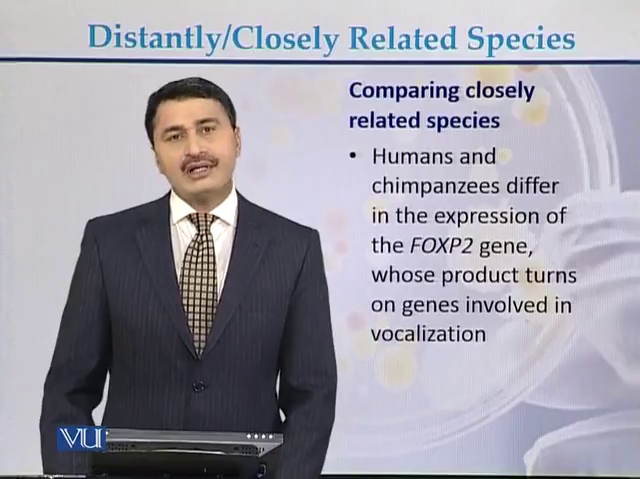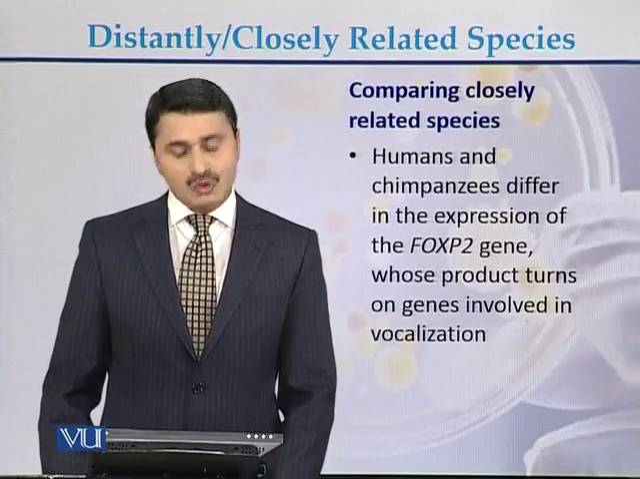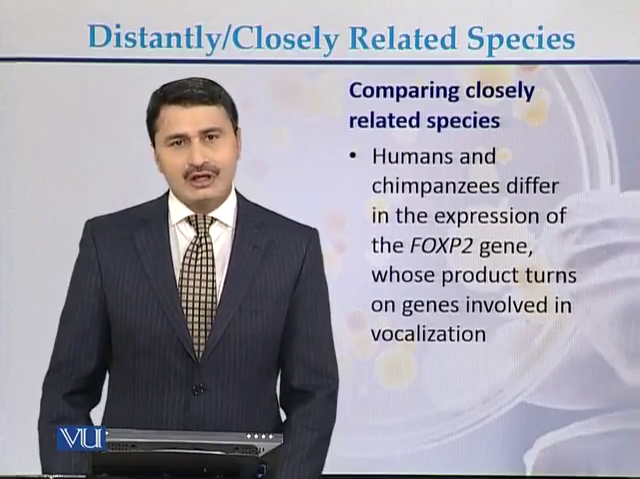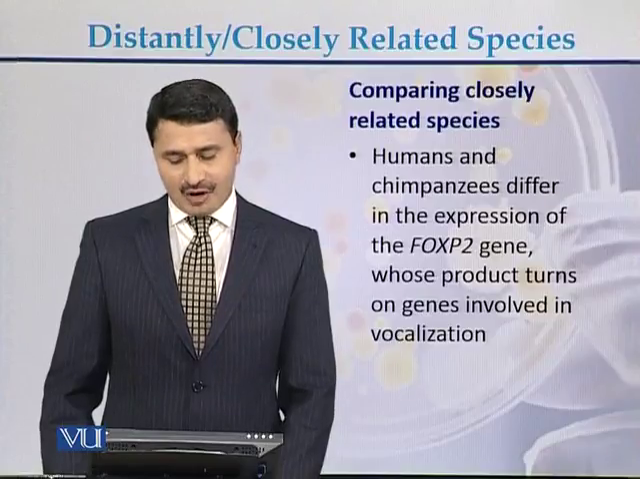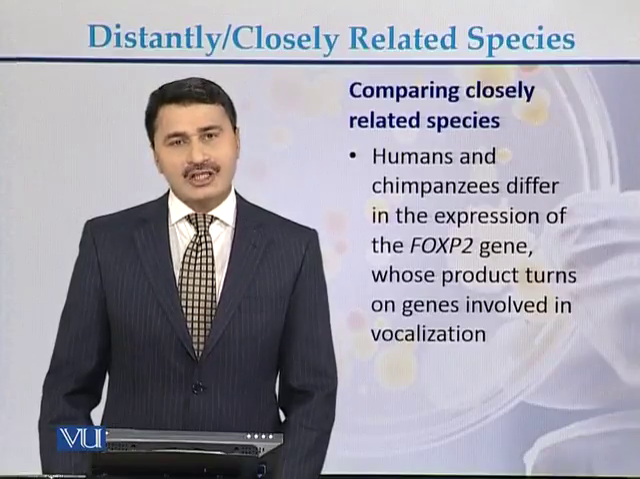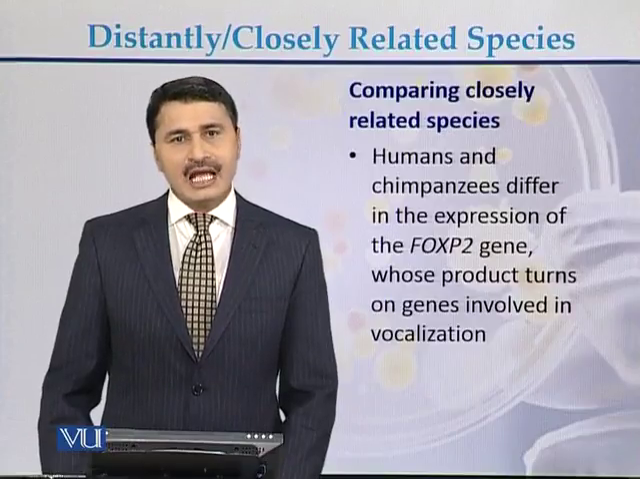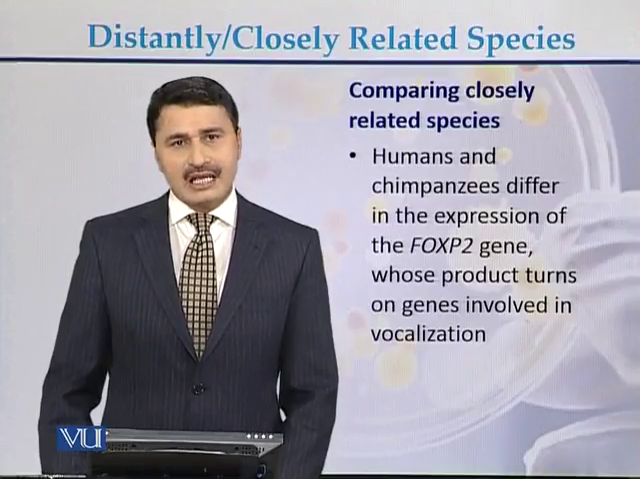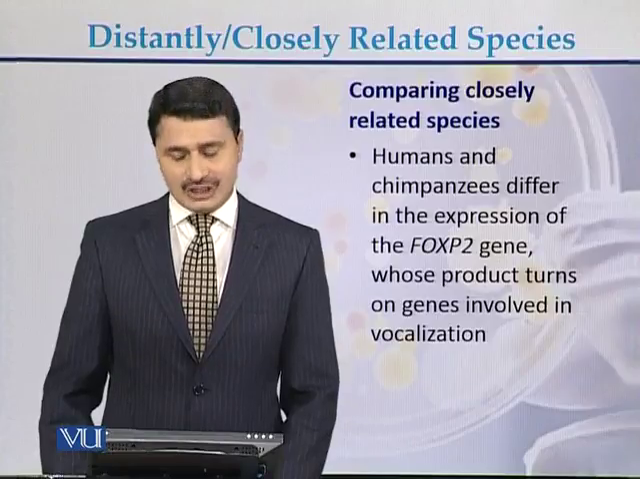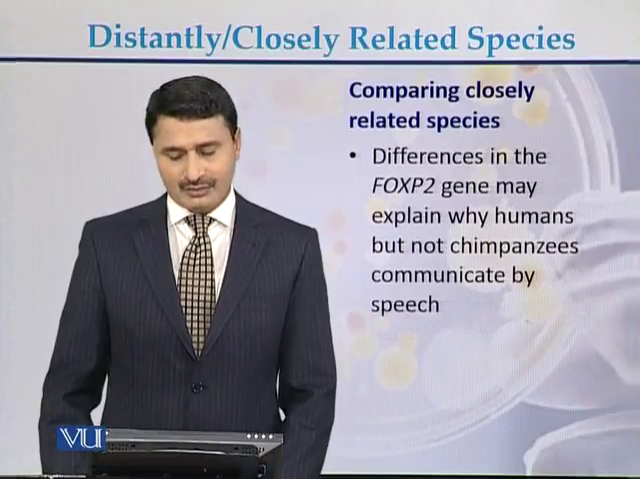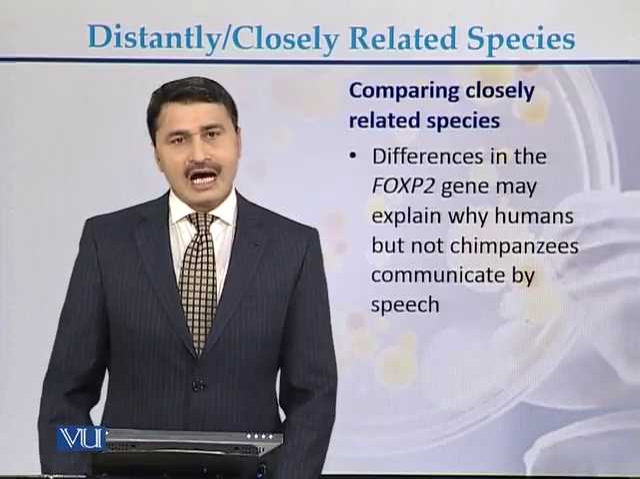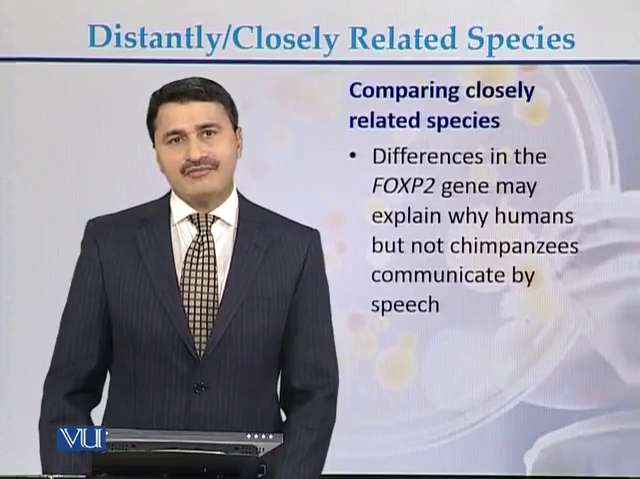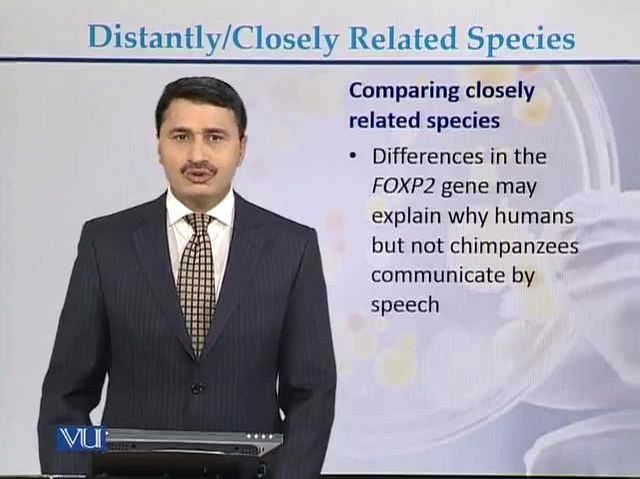Humans and chimpanzees differ in the expression of the FOXP2 gene, whose product turns on the genes involved in vocalization. Due to the expression of this gene, humans can communicate and talk with each other, while chimpanzees cannot. The difference in communication between humans and chimpanzees has been explained by differences in this gene.